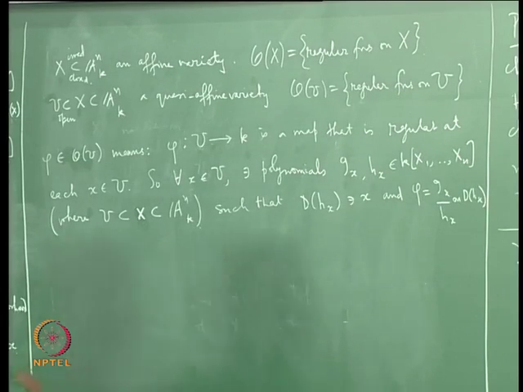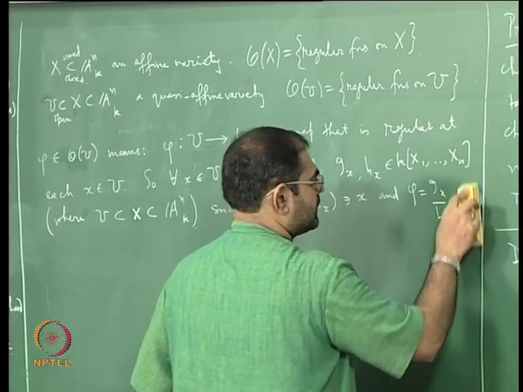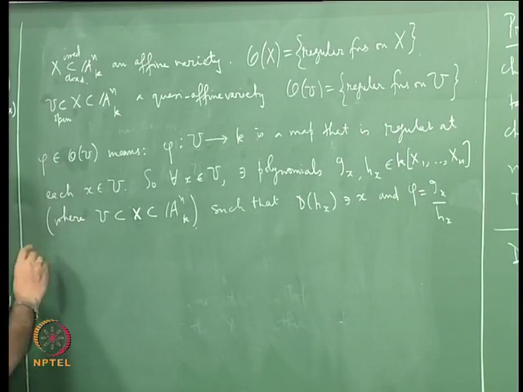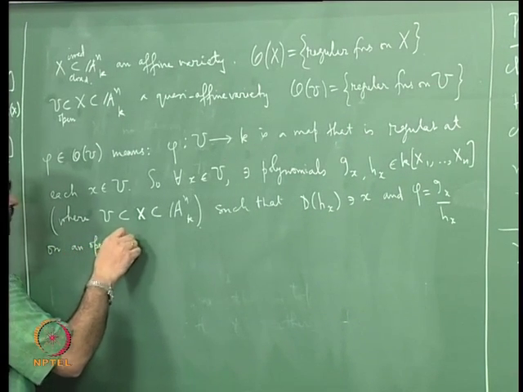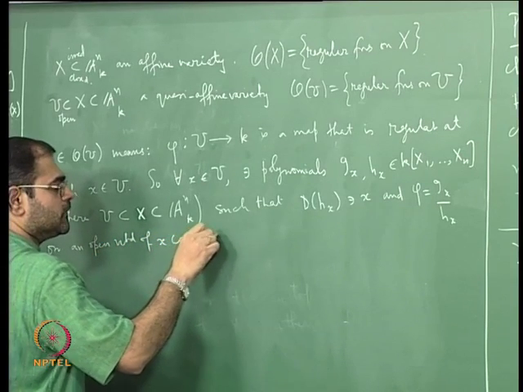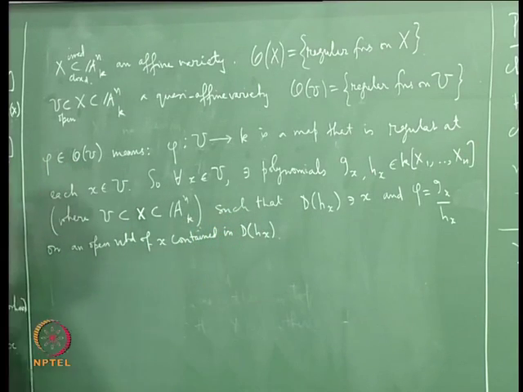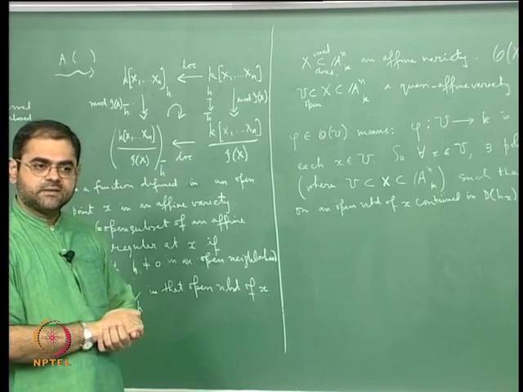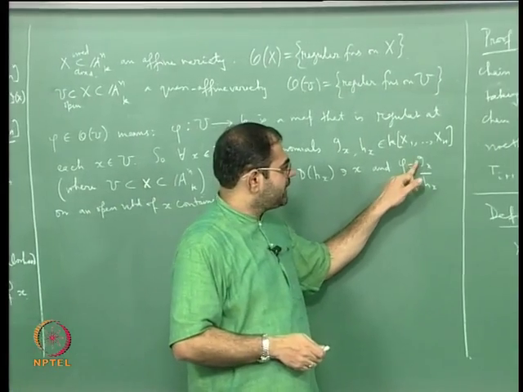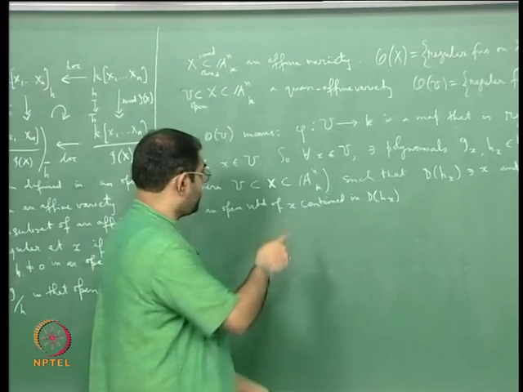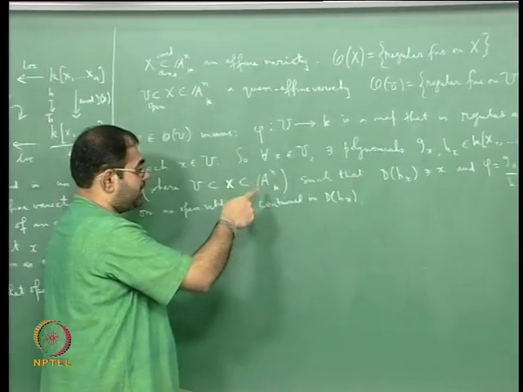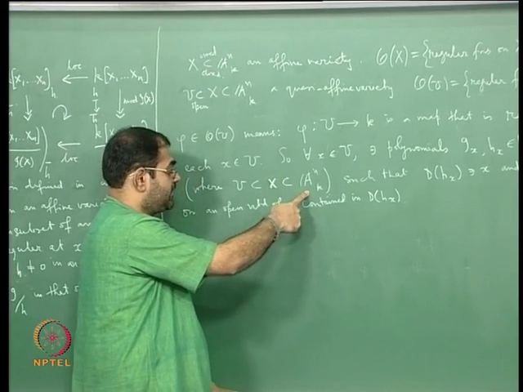Or rather I should say, D(h_x) may not be all of it, but on an open neighborhood of small x contained in D(h_x). This is what it means. Give me a point x, and the function phi in an open neighborhood of that point is the same function that I would get if I evaluate a quotient of polynomials with the denominator polynomial not vanishing, the polynomials being taken in the appropriate number of variables, in whichever dimensional affine space you are considering U and X.